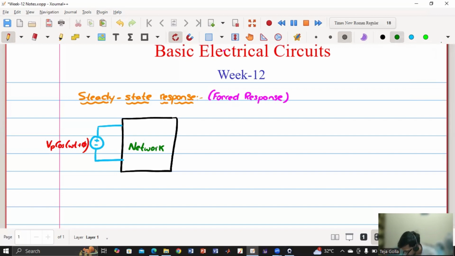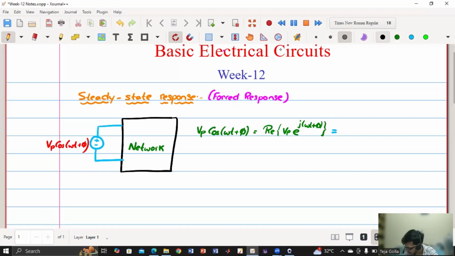Now Vp cos(omega t plus phi) is nothing but the real part of Vp into e to the power j(omega t plus phi). Agree? Because e to the power j theta is cos theta plus j sin theta. So we have written it something like this. Agree? Yes. Okay.